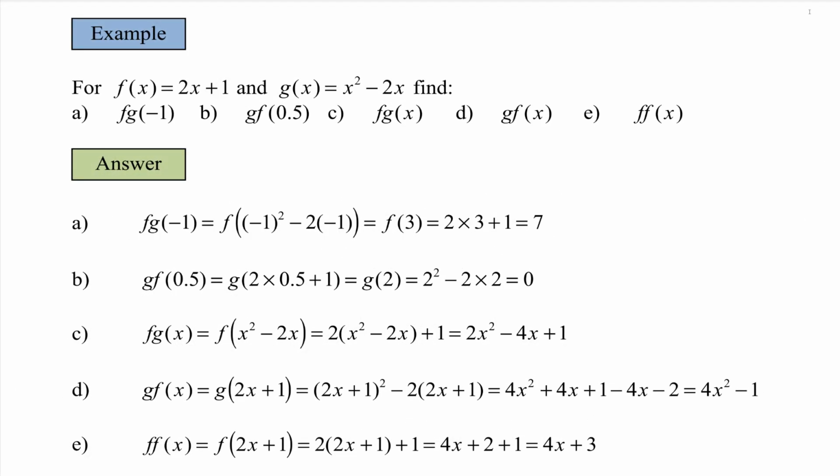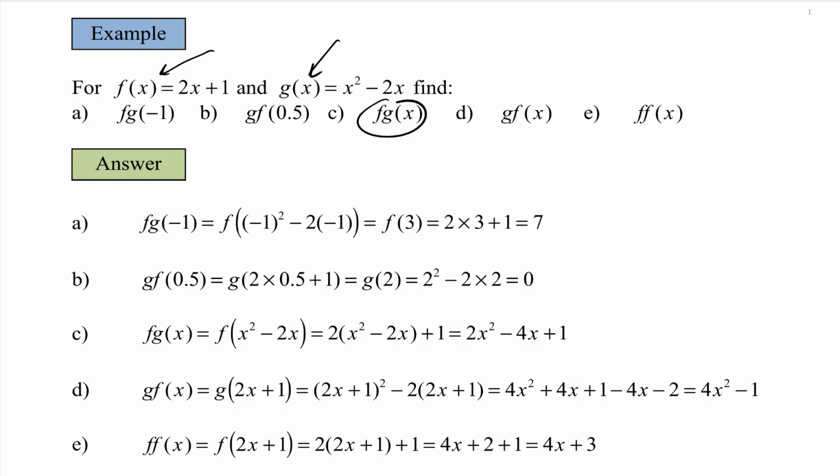We've got two functions here. One's a linear function, f of x, and one's a quadratic function, g of x. F of g of minus 1. Alright, so I mean, the long way here is you could actually work out what f of g of x is and substitute minus 1. We're going to do that in part C.